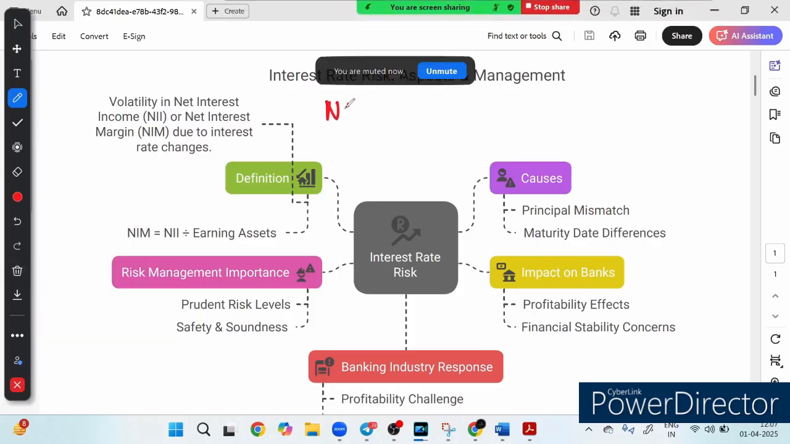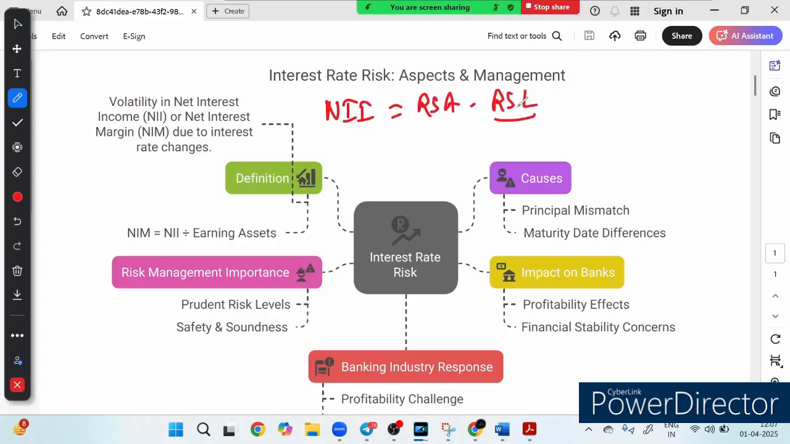If you look at the formula of NII, it is equal to rate sensitive assets minus rate sensitive liabilities. This is the formula for calculating net interest income. And if you want to calculate NIM, net interest margin, what do we need to do? We have to divide NII by earning assets. This will give us net interest margin. So remember these two formulas. This will be super helpful in your calculations.